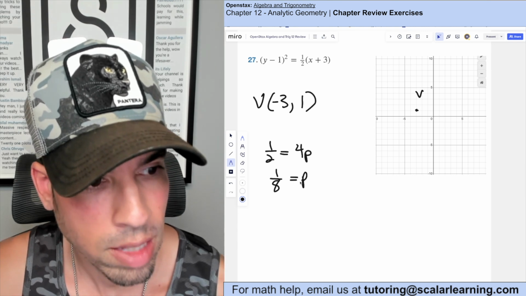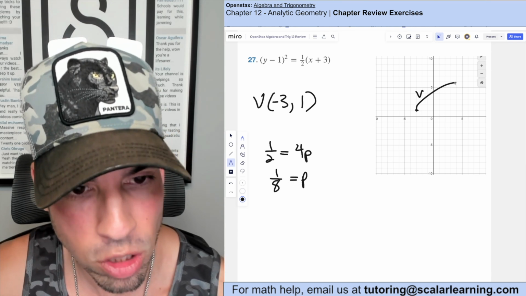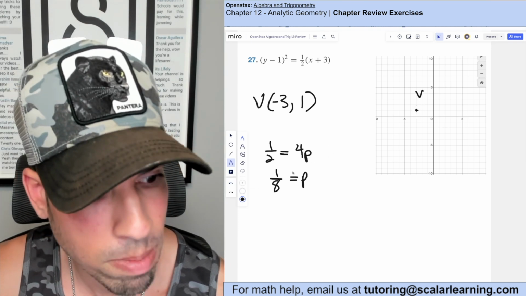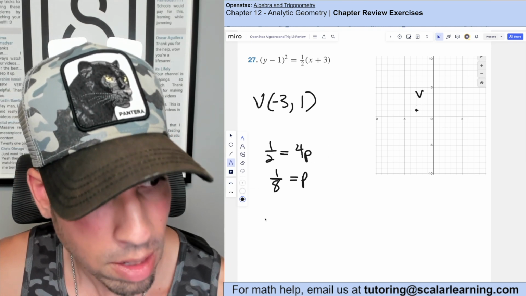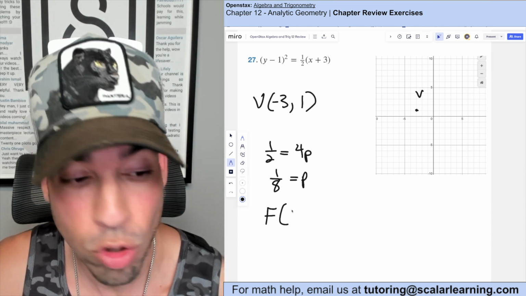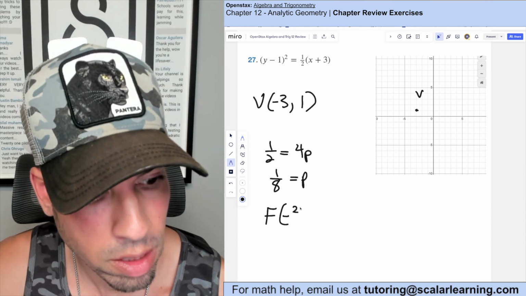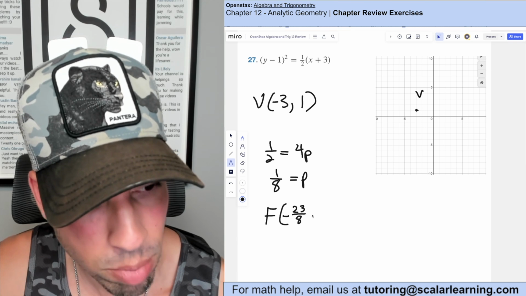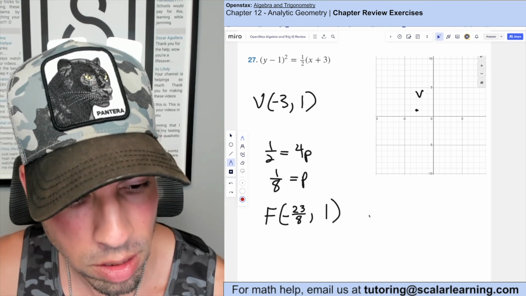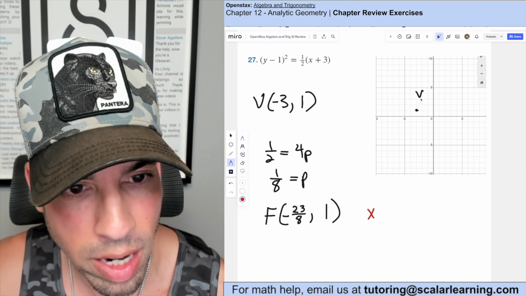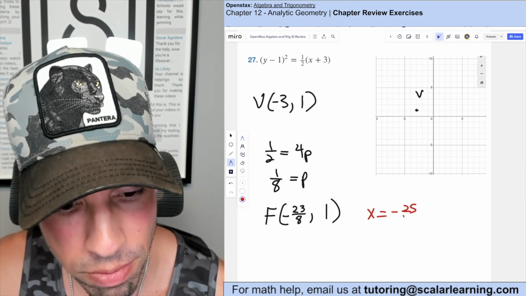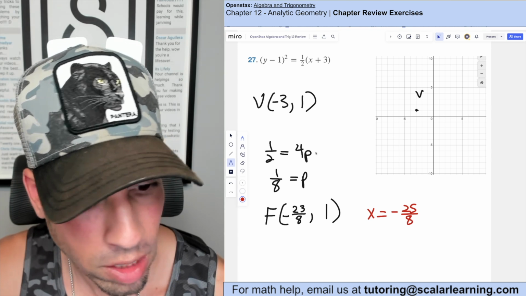Okay, and that's really cool because, again, as I mentioned, since we're going this way and this way, like this, to get my focus, I'm going to add 1/8 to that x value. So negative 3 plus 1/8 is negative 2 7/8, or negative 23/8 as an improper fraction. And then we keep that y value the same of 1. And then to get the directrix, it's going to be a vertical line, and it's going to be 1/8 to the left of this point. So it's x equals negative 25/8, right? Which is negative 3 minus 1/8.